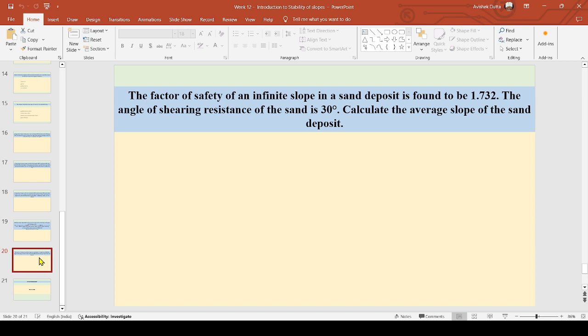I'll repeat the question once. The factor of safety of an infinite slope in a sand deposit is found to be 1.732. The angle of shearing resistance of the sand is 30 degree. Calculate the average slope of the sand deposit.